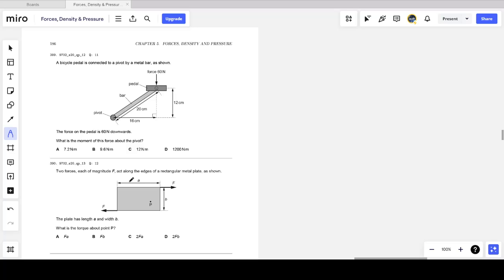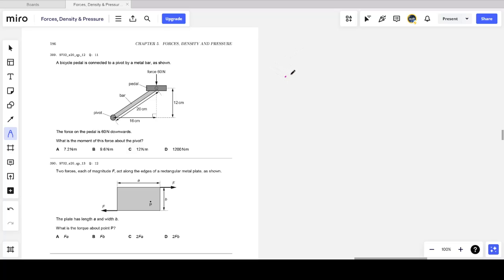We are shown a bicycle pedal connected to a pivot by a metal bar. The force on the pedal is 60 newtons downward. We want to know the moment of this force about the pivot. So how much of that force we're applying, 60 newtons is quite a significant force, how much of that force is actually going to be turned into a turning effect? So it's a little bit of geometry, as you can see.